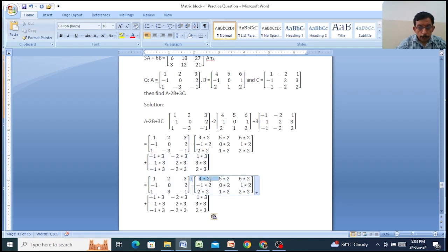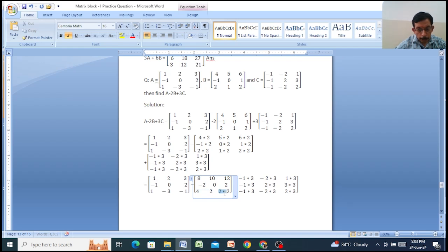So 4 into 2, answer is 8, write down 8 in the same position. 5 into 2, 10, write down 10 in the same position. 6 into 2, 12, write down 12 in the same position. Minus 1 into 2, minus 2, write down in the same position. 0 into 2, 0, write down in the same position. 1 into 2, 2, write down in the same position. 2 into 2 is 4, write down in the same position. 1 into 2, result is 2. 2 into 2, 4, write down in the same position. Matrix B scalar multiplication is complete.